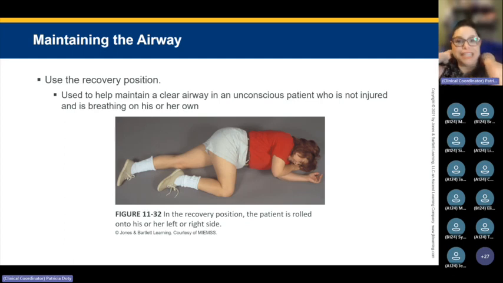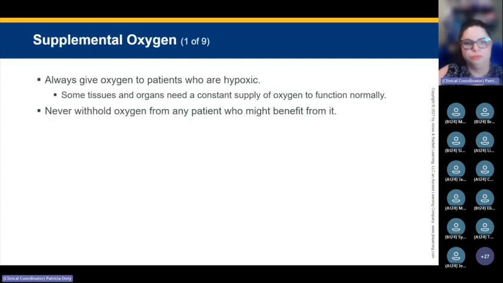Now, let's talk about maintaining our airway. Recovery position is awesome. We use this in a lot of different patients, especially ones after they've had a seizure, and we know that there's not really a whole lot of trauma associated. So this helps maintain and clear our airway in our unconscious patients, and helps them breathe on their own. They're rolled left or right side, and you put that knee out, you put their arm underneath their face like so, and just allow gravity to help you.